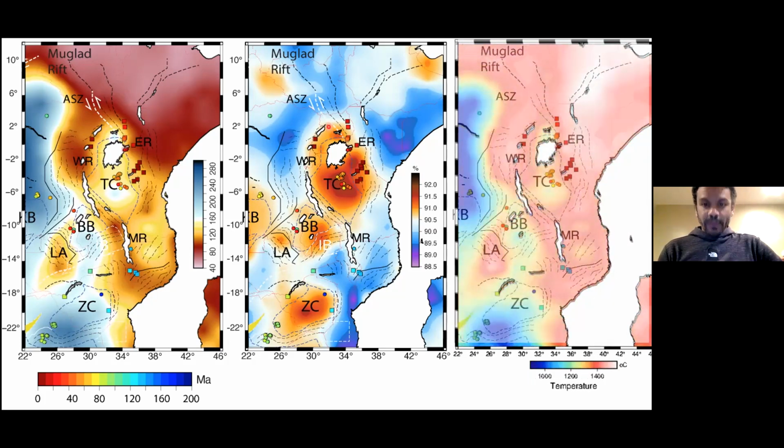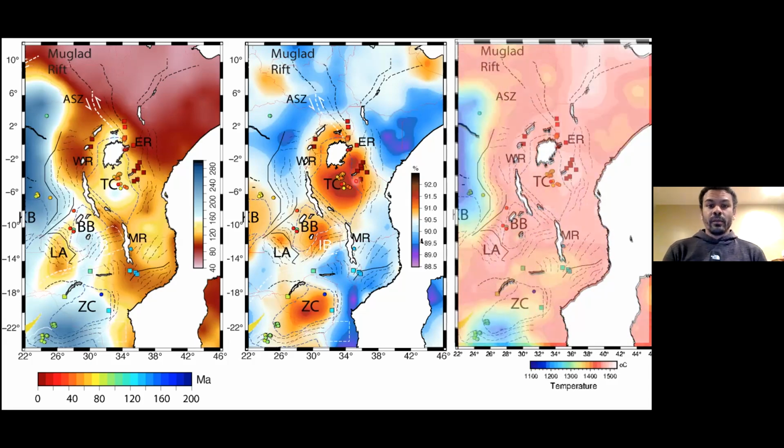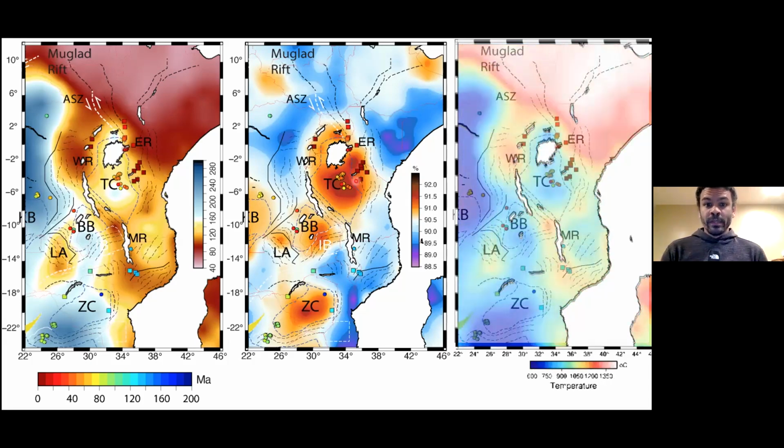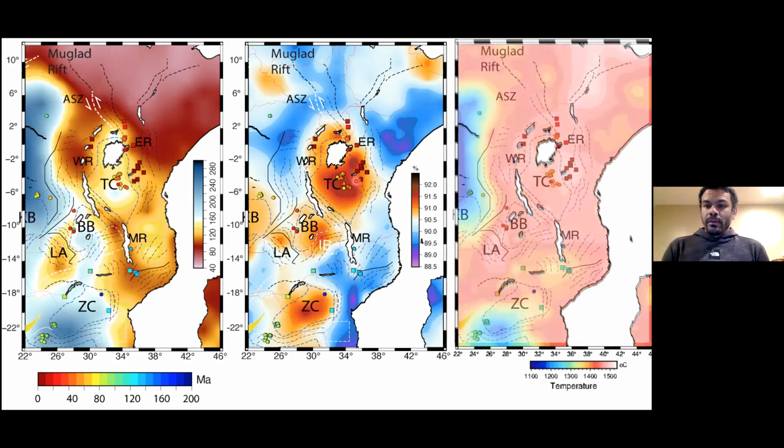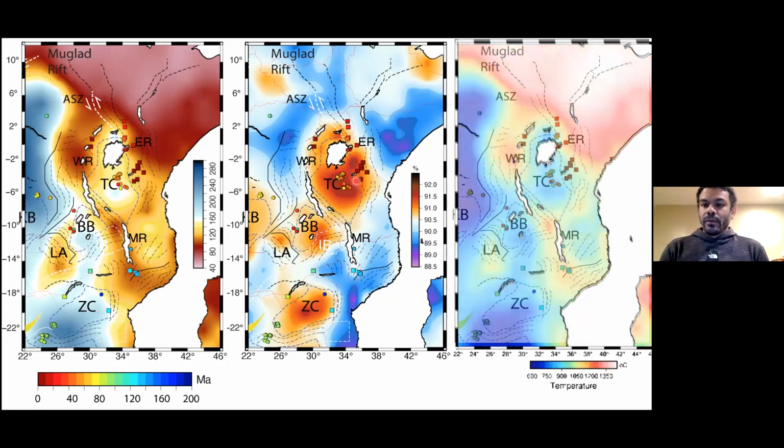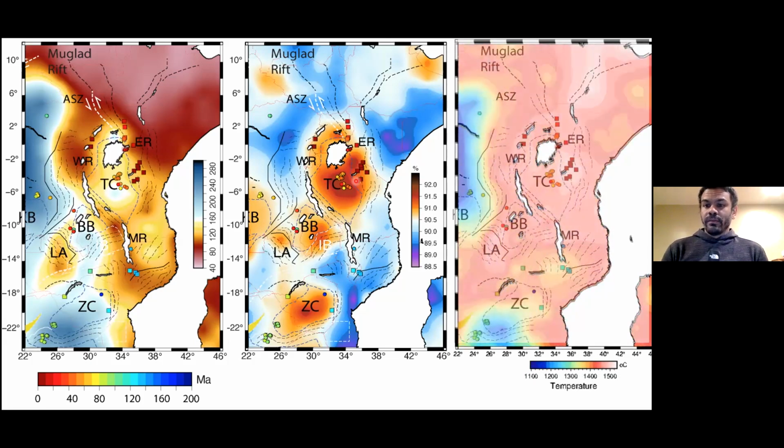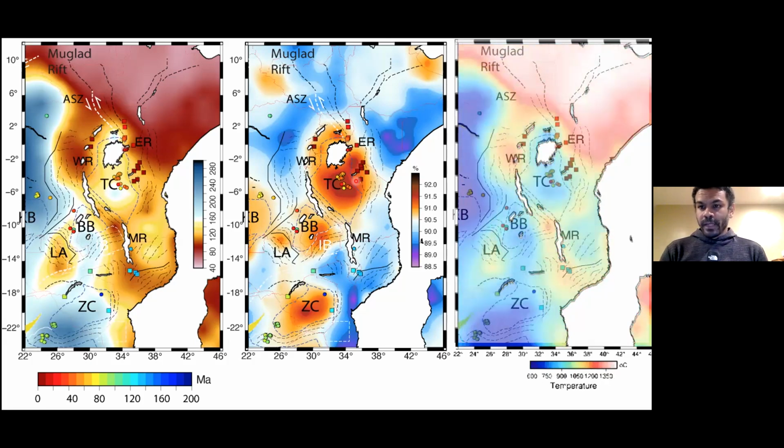You can see that the very depleted regions are located where we have cratonic domains, so very thick and cold regions. And on the right, we have the temperature at different depths. You can see how the temperature changed from 50 kilometer depth to 250 kilometer depth in this region.